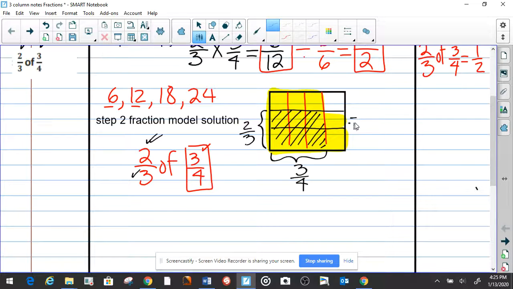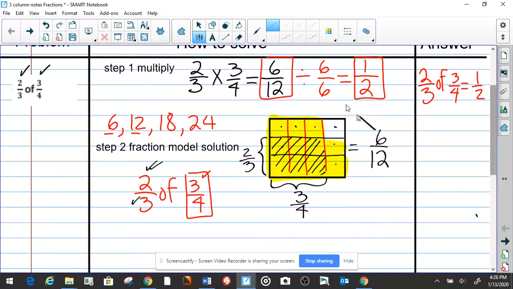So what is the answer? Well, 1, 2, 3, 4. 1, 2, 3. 4 times 3 equals 12. That is 12 parts in the whole. And how many are shaded? 3 and 3 equals 6. So 6/12. And these must match the number that you got with the algorithm.